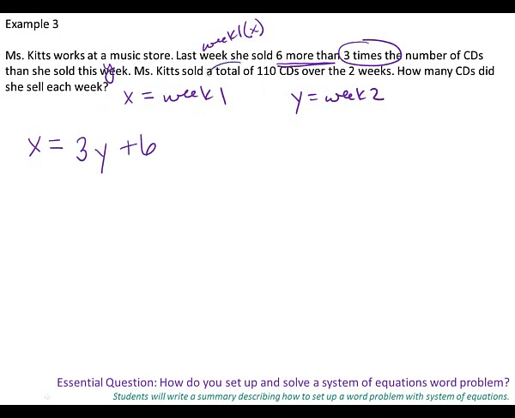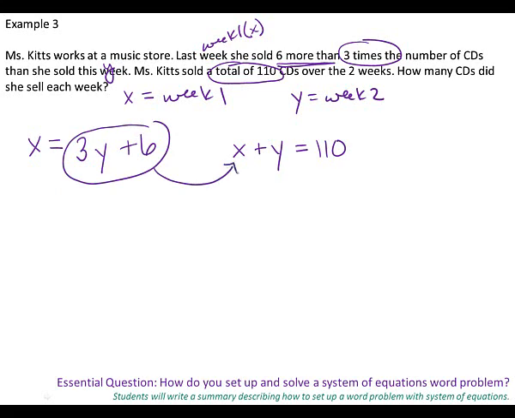Okay. Now let's look at the next thing. Miss Kitts sold a total of 110 CDs. So we need to basically add up the number of CDs she sold in week 1 to how much she sold in week 2 and set it equal to what? 110. All right. What type of systems problem is set up here? Substitution, elimination, Cramer's rule. It looks like a substitution problem. So I'm going to take this and substitute it in here for the x.